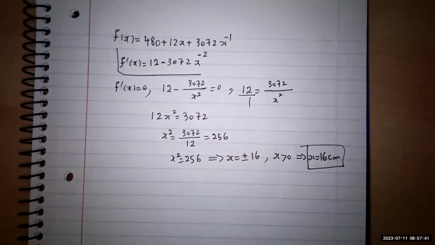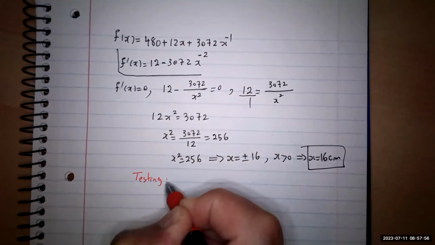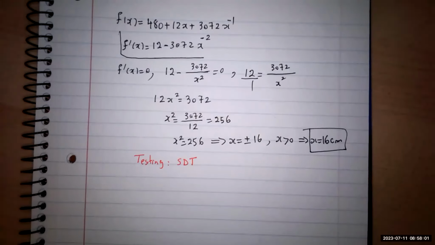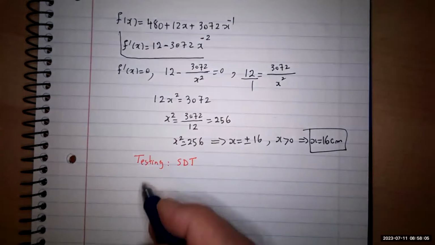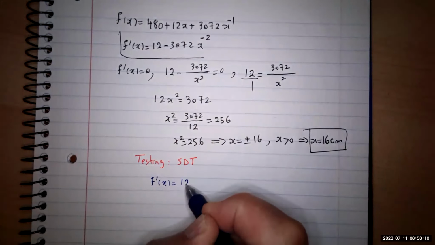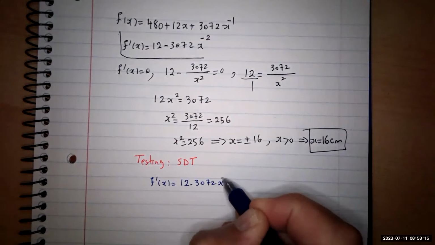Now, before getting the y, you have to test it. Remember, you are looking for the minimum. So how do you know that you get a minimum at x equal to 16? We know it by testing. If you don't test it, you are going to lose points. So test using the second derivative test. Bring the first derivative and just find the second. So this is your first derivative, f prime of x, which is 12 minus 3072 x to the negative 3.